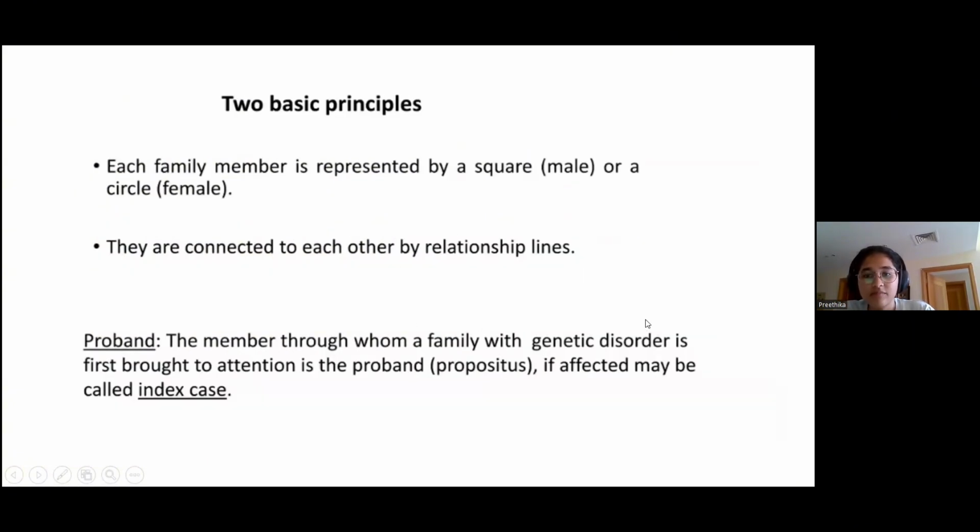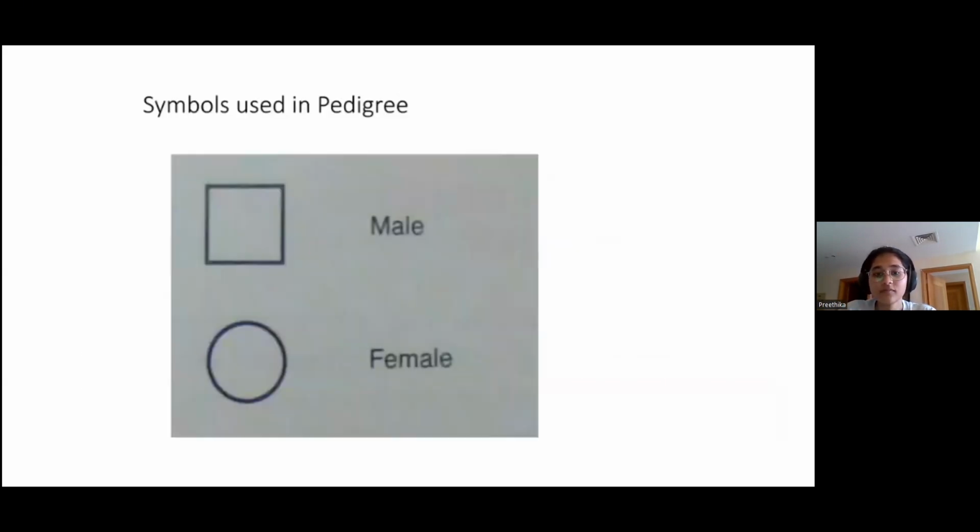The proband is the member through whom a family with a genetic disorder is first brought to attention. So let's say that I am a proband and I'm affected by a disease. I'm trying to analyze the entire family, so I'm trying to depict the entire family through me. So I am the proband. The symbols used, we've gone through this.